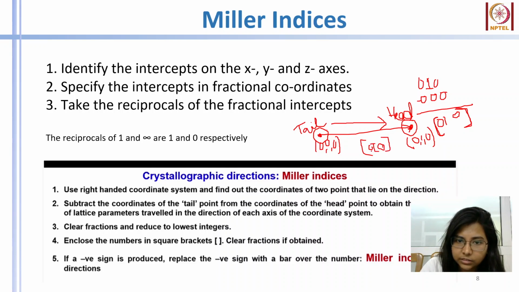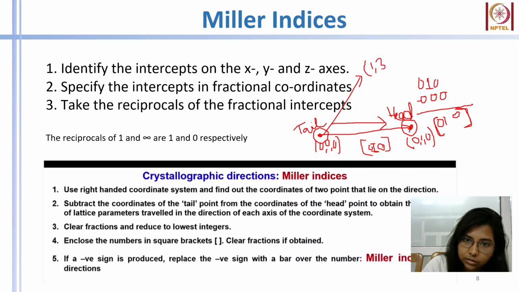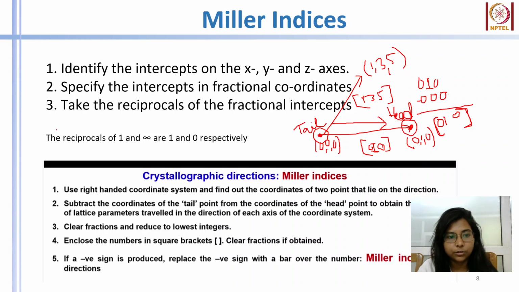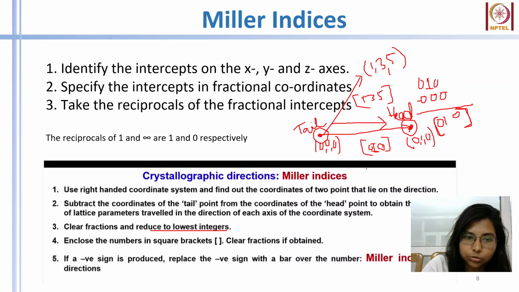You can think that this is easy. Why? Because it is the origin. Origin means all the coordinates are 0, 0, 0. So from the origin, suppose this had coordinates 1, 3, 5. I am just giving this arbitrarily. Then obviously this direction will be 1, 3, 5, because if you subtract 0 from this, it will be the same thing. Will it? No, because we have to clear the fractions and reduce to lowest integers. However, in this course, in this syllabus, we are restricted to the cubic system, where we will not go to these higher indices. Okay, so let's move on.